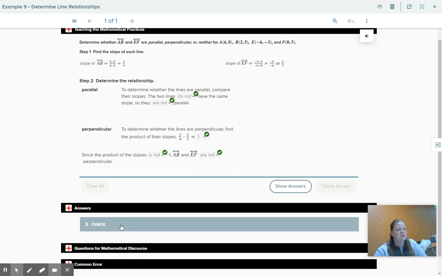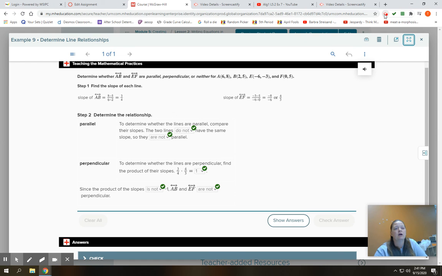So we would say that, between the choices parallel, perpendicular, or neither, these lines are neither. Which means these are just two random lines on a graph. They don't run parallel to each other. They don't intersect at a 90-degree angle. They will intersect at some point, but we don't really know what that looks like without graphing it out. We could graph it out. We're not going to.